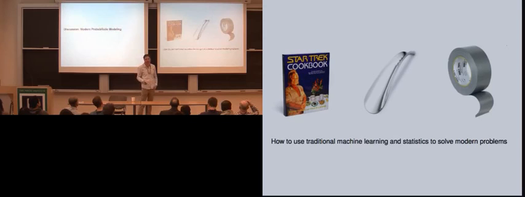So, traditional machine learning. How do you solve problems with traditional machine learning? Well, you take a cookbook of methods, a shoehorn, and duct tape. Okay? And you basically do what you would do with those three things. All right, and you can get very far that way.